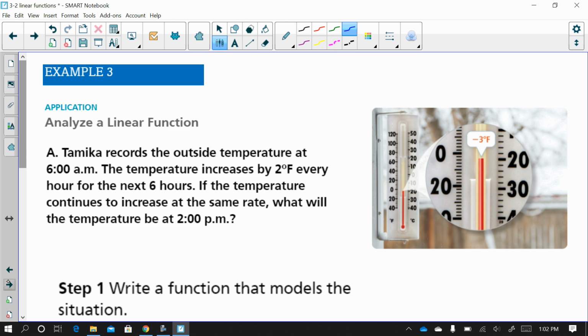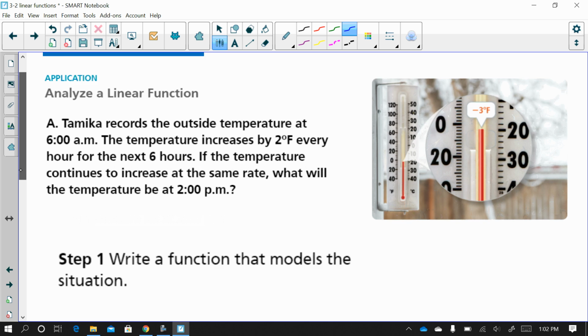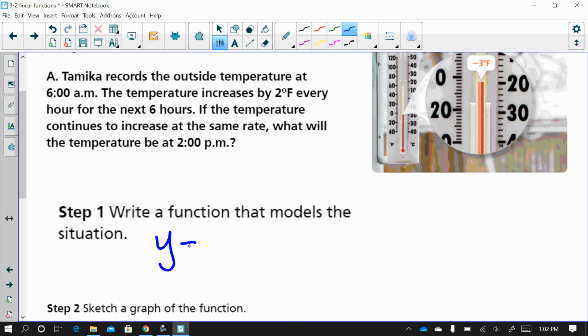Right. Let's analyze a linear function next. Okay, so Tamika is recording the outside temperature at 6 a.m. The temperature increases by 2 degrees Fahrenheit every hour for the next 6 hours. If the temperature continues to increase at the same rate, what will the temperature be at 2 o'clock p.m.? Okay, so the first thing we need to do is write a function. Okay, so function I know is y equals mx plus b.